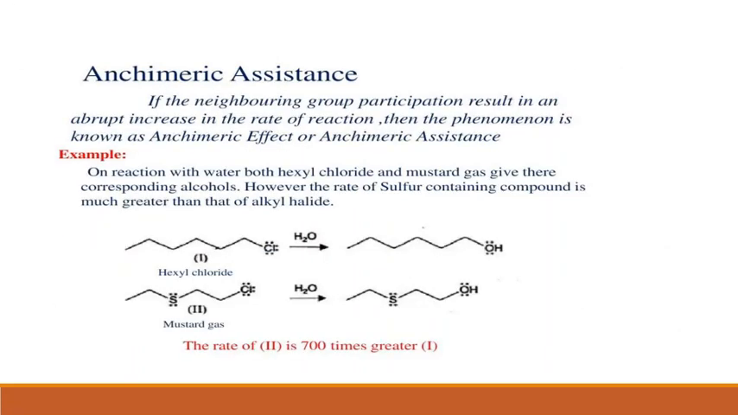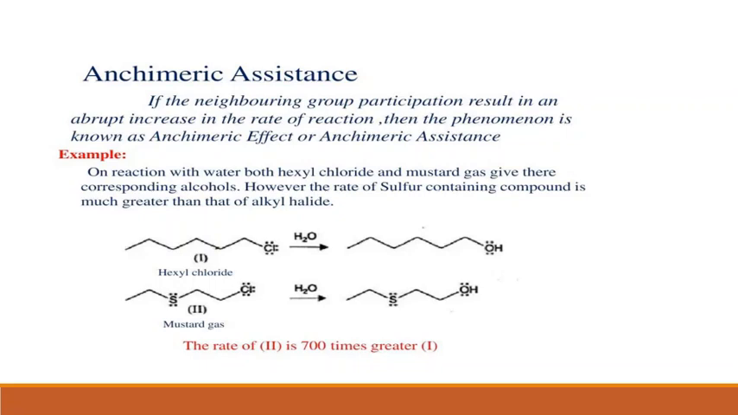The effect of neighboring group participation is anchimeric assistance. If the neighboring group participation results in an abrupt increase in the rate of reaction, then the phenomenon is known as the anchimeric effect or anchimeric assistance. This is very important to note.